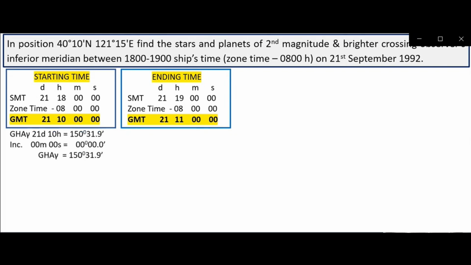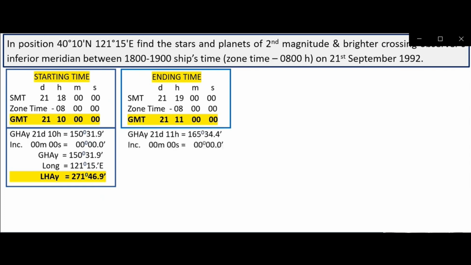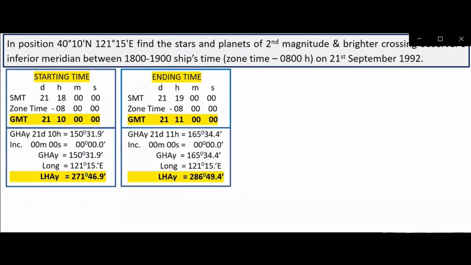GHA Aries at commencement time is 150 degrees, 31.9 minutes. We apply the longitude east, GMT east, we add it, and we get LHA Aries as 271 degrees, 46.9 minutes at the commencement of the interval. Likewise, we get LHA Aries at the end of the interval. You can see it on your screens, and LHA Aries comes to 286 degrees, 49.4 minutes.